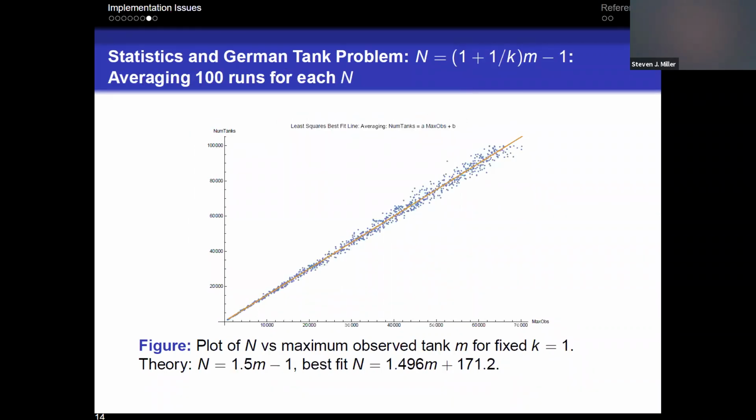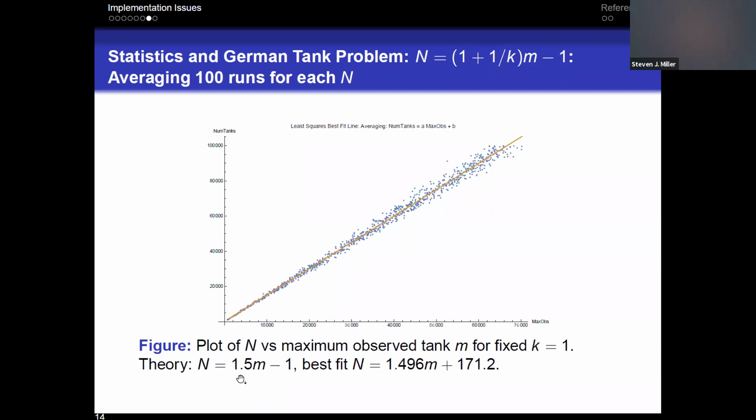Here's one way to fix things. So we go back to our formula, n is equal to 1 plus 1 over k times m minus 1. What we're going to do is choose a value of m, and we're going to do 100 different runs for each value of m. Then we're going to take the average maximum observed for each one of those, and we're going to plot that. So this is going to squish our graph a lot, because we're going to use the average values.